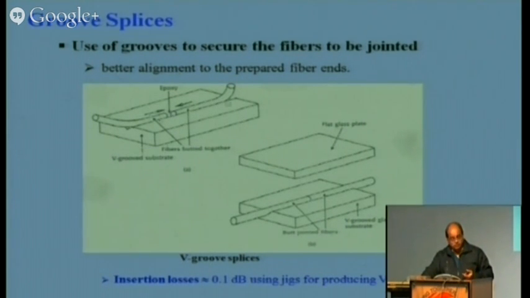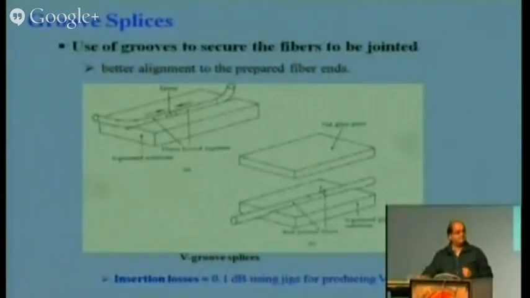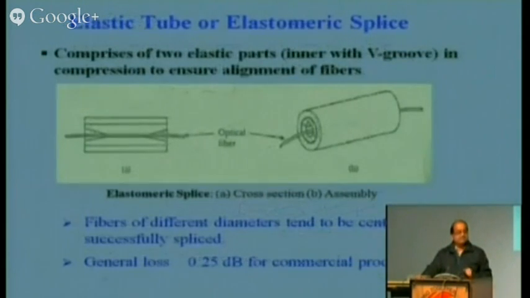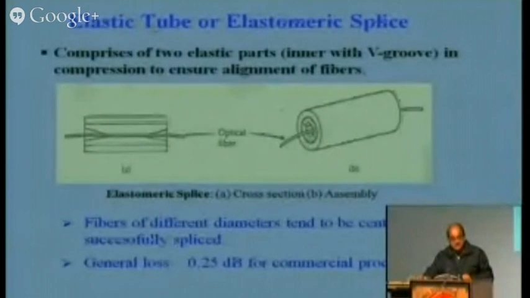So this is a V groove. You see here a V groove is formed. I can put the fiber, I can put the cover here. So the V groove has minimum contact with the substrate. Then I can have the elastic tube. They are elastomeric splices.